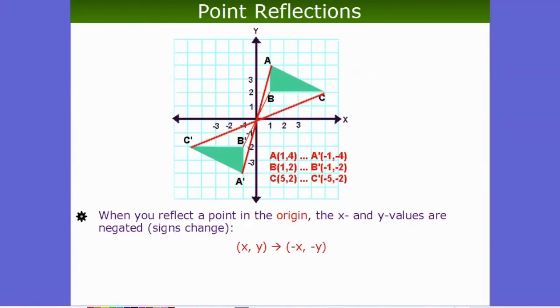But we can look at the rules here. And again, we're always going to be reflecting about the origin. You take your xy that you're starting with and you just negate both values. That's all you have to do. And that will turn this figure upside down as if it was twirling around the origin.